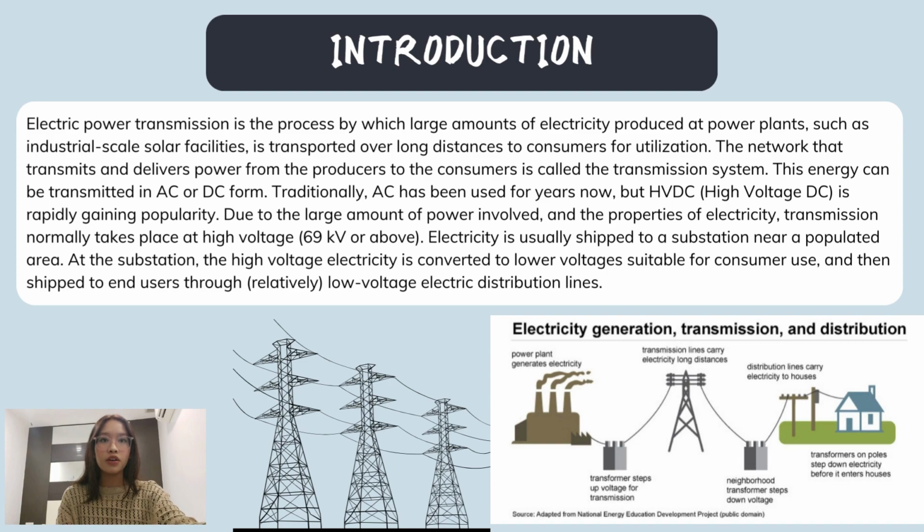Due to the large amount of power involved and the properties of electricity, transmission normally takes place at high voltage, which is at 69 kV or above. Electricity is usually shipped to a substation near a populated area. At the substation, the high voltage electricity is then converted to low voltages suitable for consumer use, and then it is shipped to end users through relatively low voltage electric distribution lines.